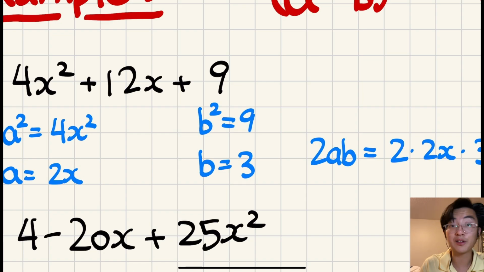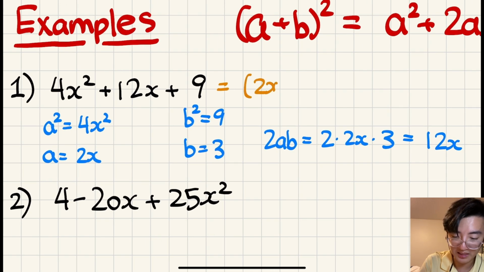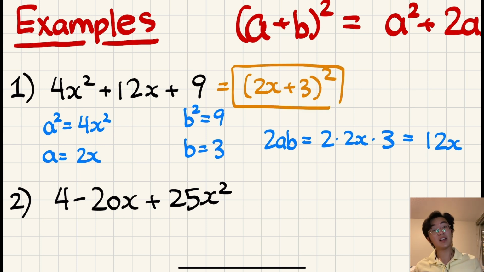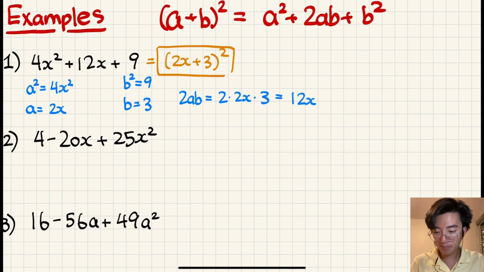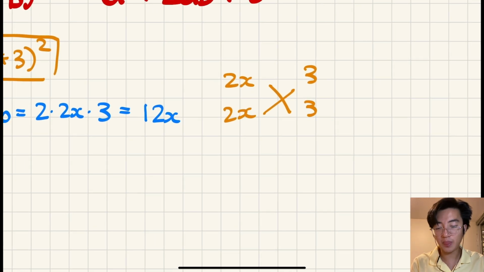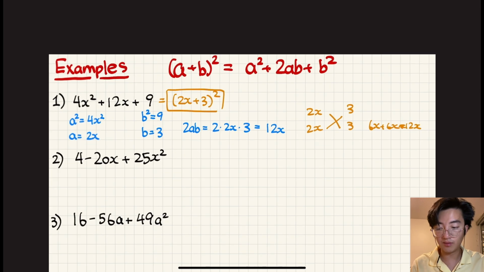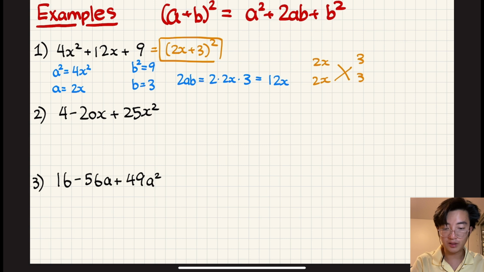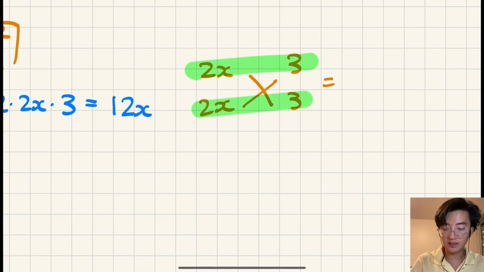So instead of laying out the whole guess and check, we can simply write 2x, the square root of 4x squared, plus 3, the square root of 9. It's a really quick way to factor something. Once again, we can also do 2x here, 2x here, and cross with a 3 and a 3. With the guess and check method, we get 6x plus 6x, which is 12x, which is in the middle. Which means we can write this out as 2x plus 3 times 2x plus 3.